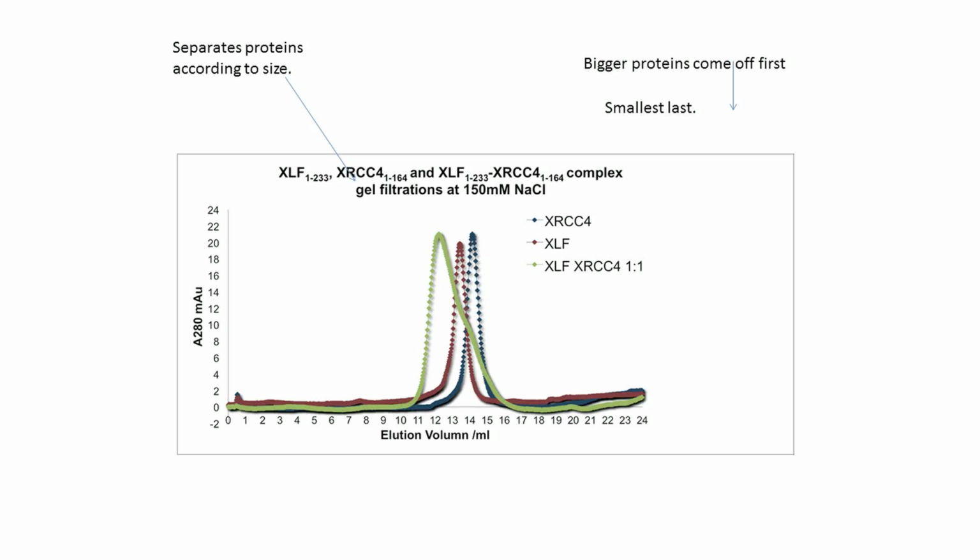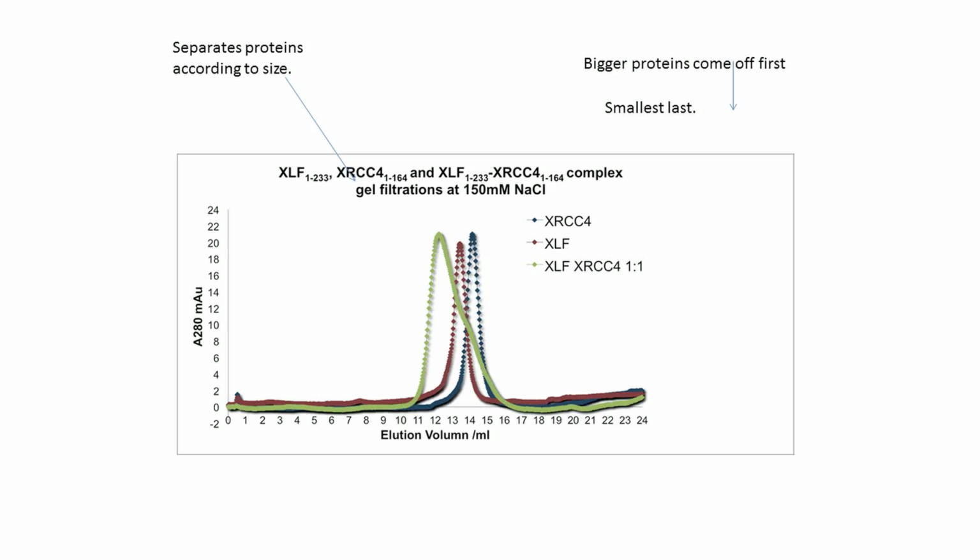So we were given a case study to put our newfound knowledge into practice. Where it says gel filtration, they separate proteins according to size. They separate the bigger proteins first and then the smaller ones are last. The mAU, which is along the y-axis, is the UV absorbance. And the different colours represent the different proteins.